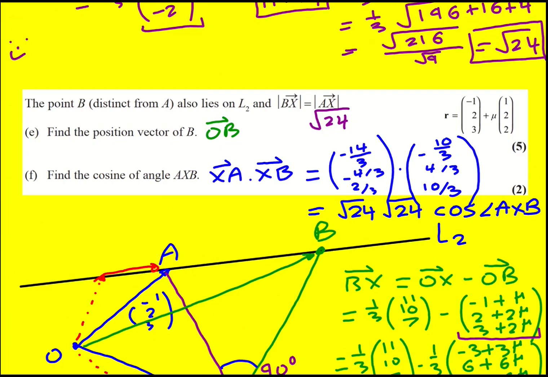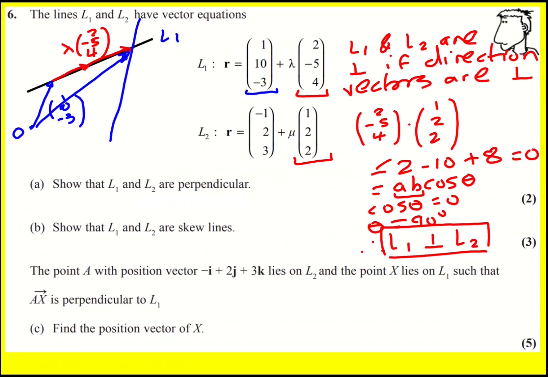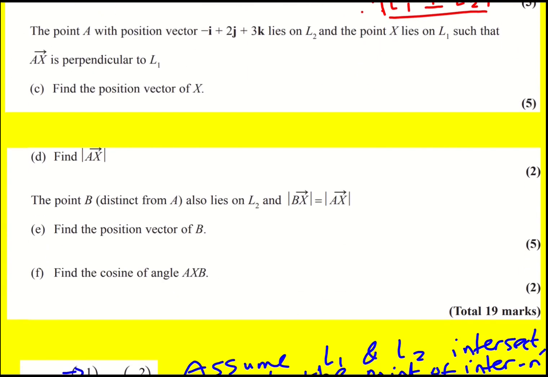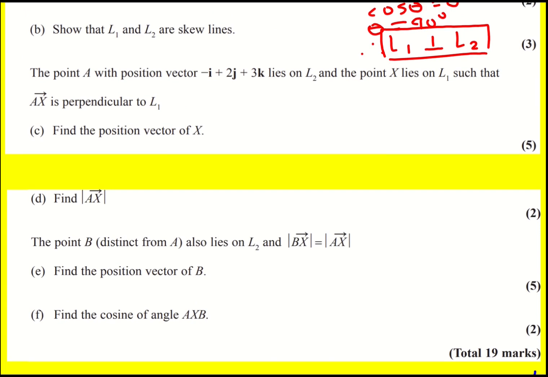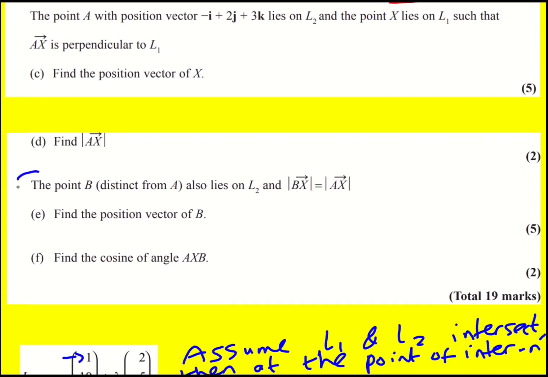Okay, I thought the start of that question was quite nice, just showing lines are perpendicular and skew. That's not too bad. Position vector of x was a bit more involved, but it's not unseen. And then D was okay as well. I thought the last part was pretty tough.